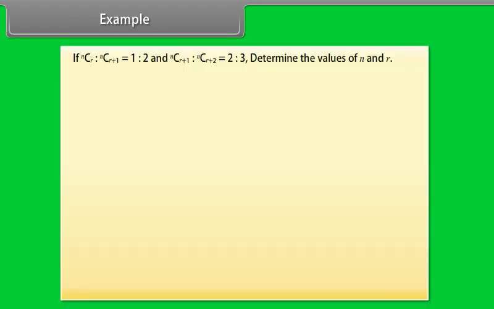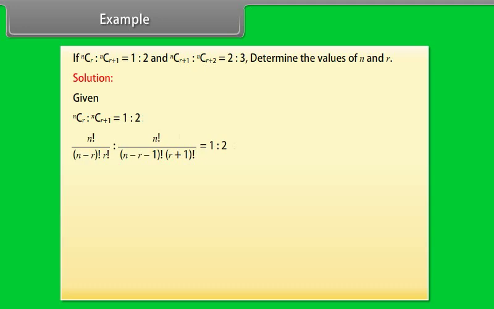Example. If nCr is to nCr+1 is equal to 1 is to 2 and nCr+1 is to nCr+2 is equal to 2 is to 3, determine the values of n and r. Solution. Given nCr is to nCr+1 is equal to 1 is to 2.